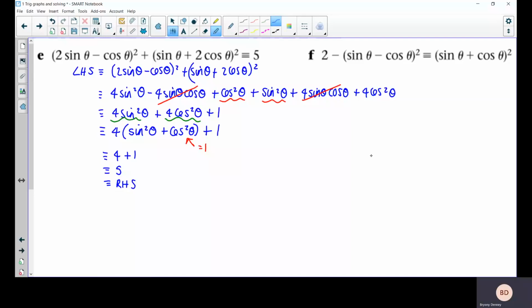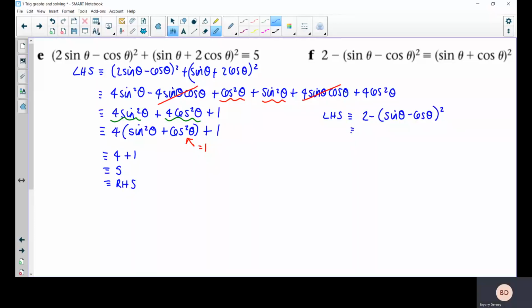All right, the next one. I'll move a little bit lower. Again, I'm going to probably start with the left-hand side. So the left-hand side is equal to 2 minus brackets sine theta minus cos theta all squared.